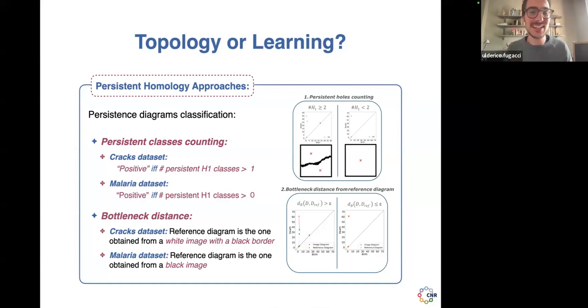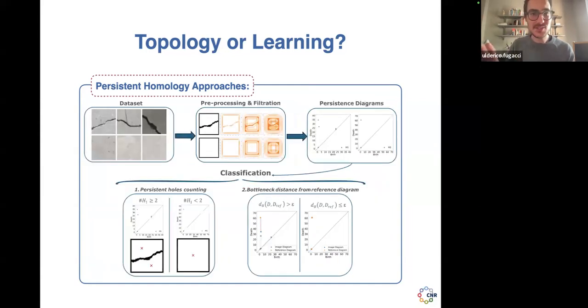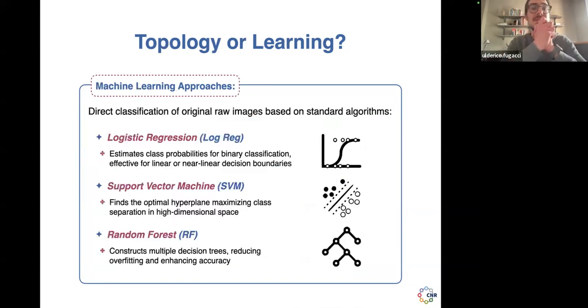A slightly more sophisticated approach considers the bottleneck distance of these diagrams with respect to some reference diagrams. So in the second case, we adopt the bottleneck distance, while in the first case, we simply count the relevant points in the H1 diagrams. So in a nutshell, the two persistent homology-based approaches are these two. From a dataset, we filter all the images, turning them into Vietoris-Rips complex filtrations. We compute persistence diagrams, and we classify these diagrams according to these classification rules. Let's move to the machine learning approach.